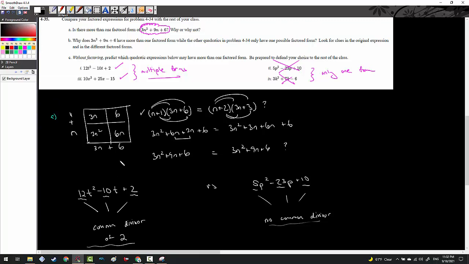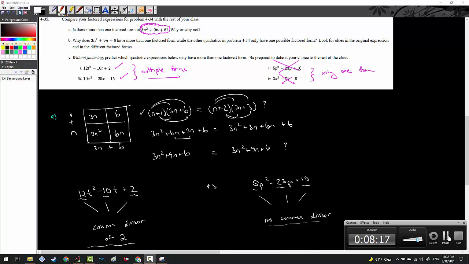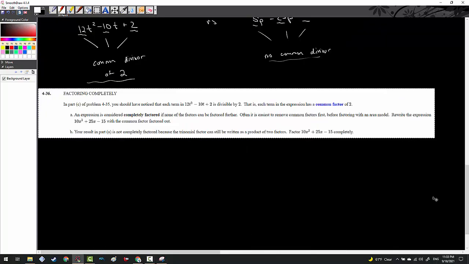So from here, we'll go and explore that idea in the next problem. Give me a second. And lo and behold, in 4-36, they unveil the curtain and they say, part C of problem 35, you should have noticed that 12t squared minus 10t plus 2 is divisible by 2. That means that each expression has a common factor of 2.